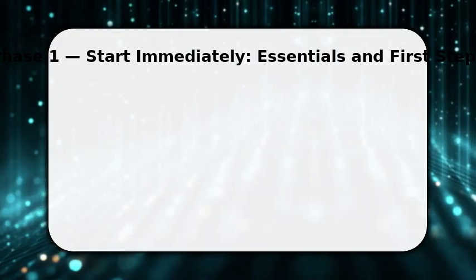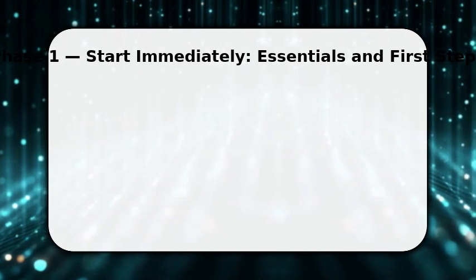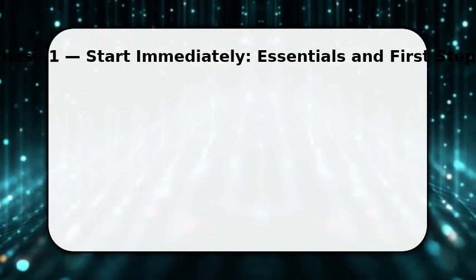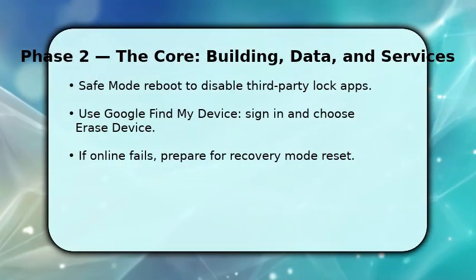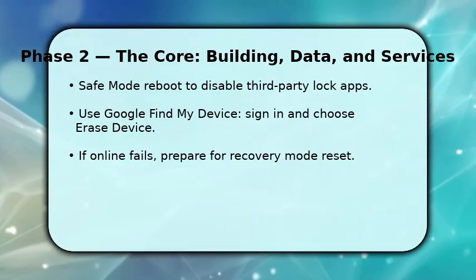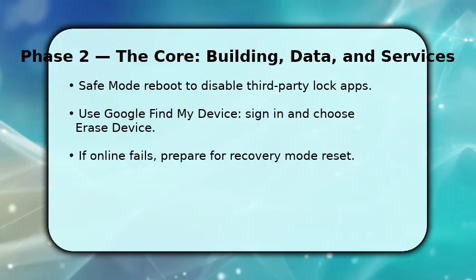If the lock is from a third-party app, boot to safe mode to test whether the pattern disappears. Now you move into the recovery options. Reboot to safe mode by holding power, then long pressing power off. This temporarily disables third-party apps, so you can remove a malicious lock app.